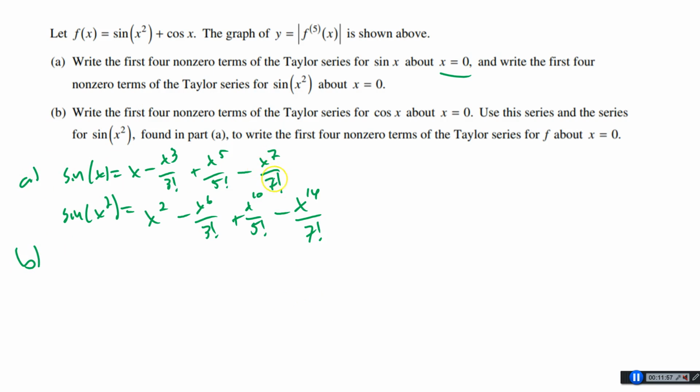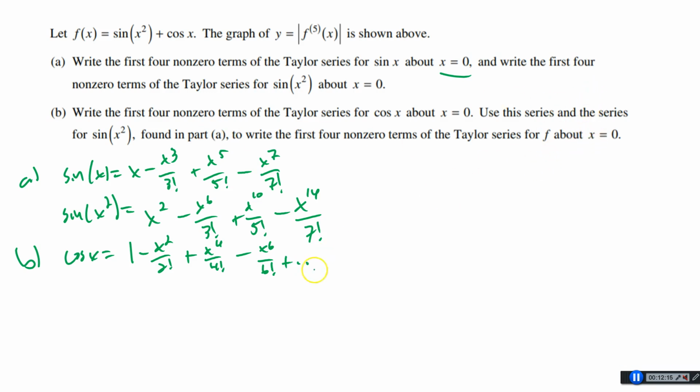Now for part B, they want the first 4 non-zero terms of cosine. So cosine is the evens. Man, just racking up free points here, right? 1 minus x squared over 2 factorial plus x to the 4th over 4 factorial minus x to the 6th over 6 factorial, etc., just all the evens. Don't want the general, okay?